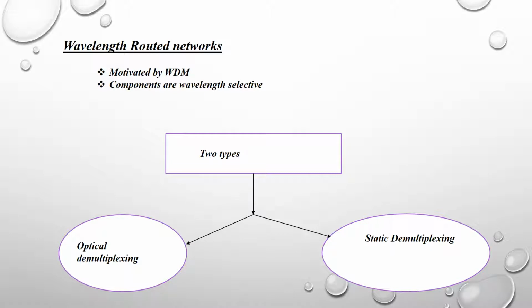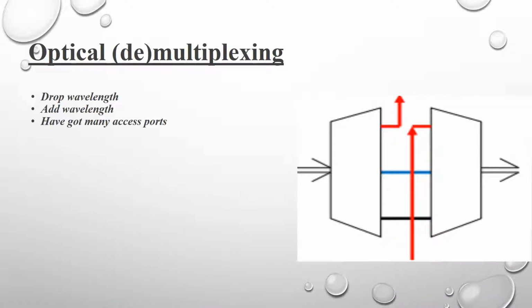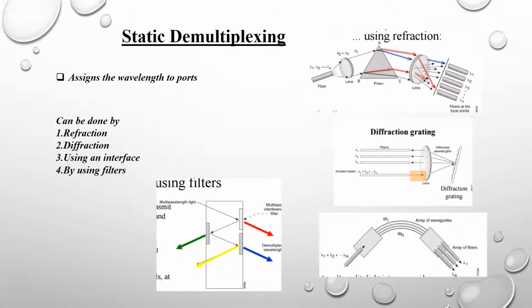Wavelength routed networks. They are motivated by wavelength division multiplexing and the components are wavelength selective. They can be classified into two types. One is optical demultiplexing and the other one is static demultiplexing. In optical demultiplexing, the wavelength is dropped and then added. They have many access ports. Moving to static demultiplexing, here the wavelengths are differentiated and assigned to ports.